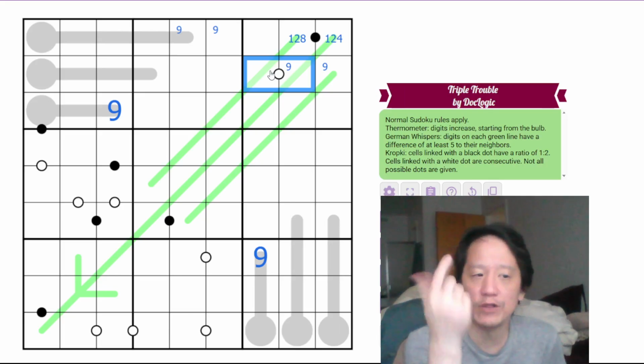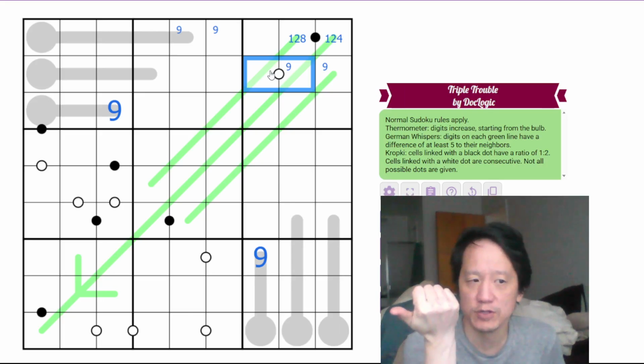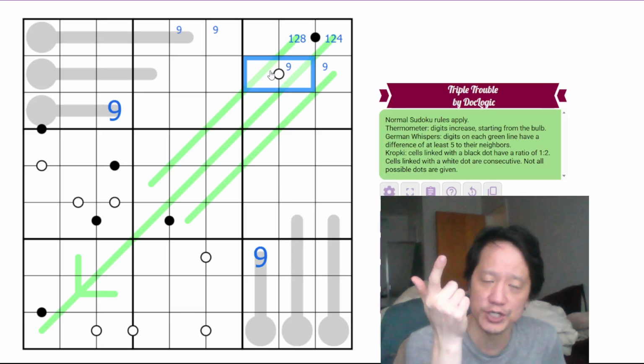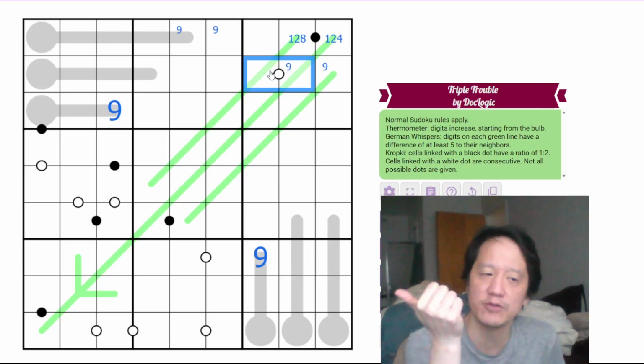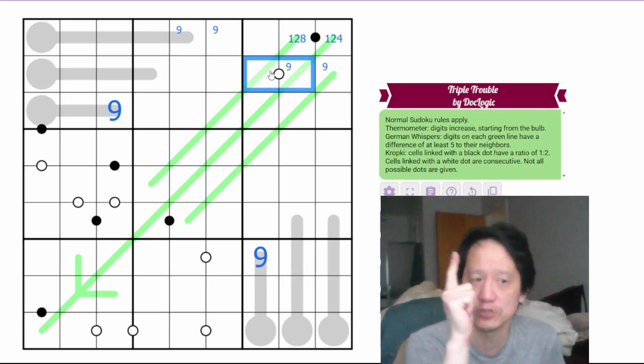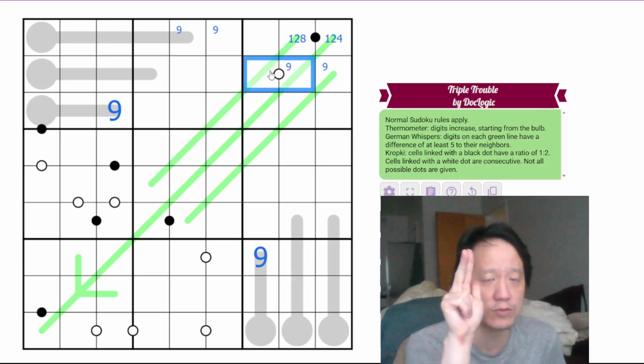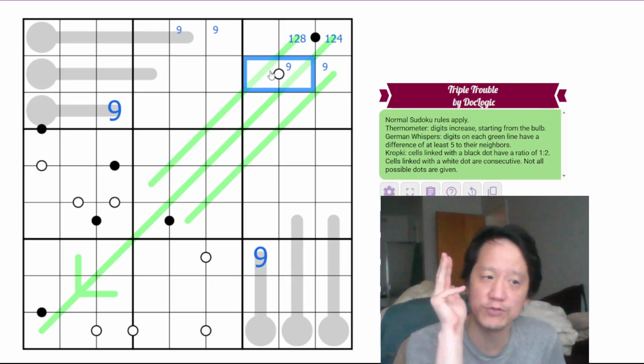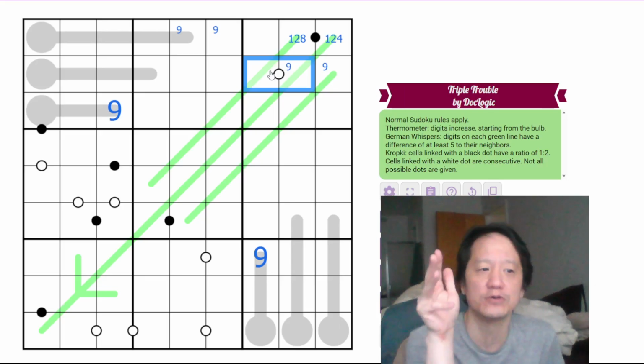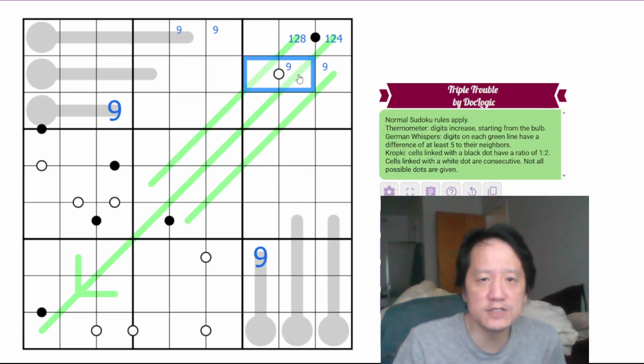And again, the low digits 1 through 4 must be next to a high digit on a German whisper line, and a high digit similarly must be next to a low digit. 6 can only be next to 1, 7 can be next to 1 or 2, 8 can be next to 1, 2, or 3, and 9 can be next to 1 through 4, but those are all lows. So these digits must be the same set, essentially.